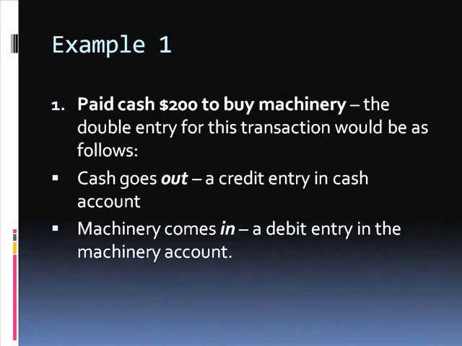Let's look at the first example. Say you paid cash $200 to buy machinery or to buy lunch. The double entry for this transaction would be as follows. Cash goes out, a credit entry in the cash account. Machinery or lunch comes in, a debit entry in the machinery account.